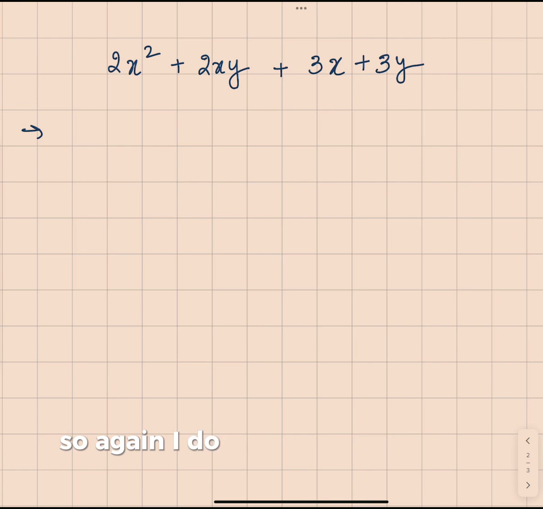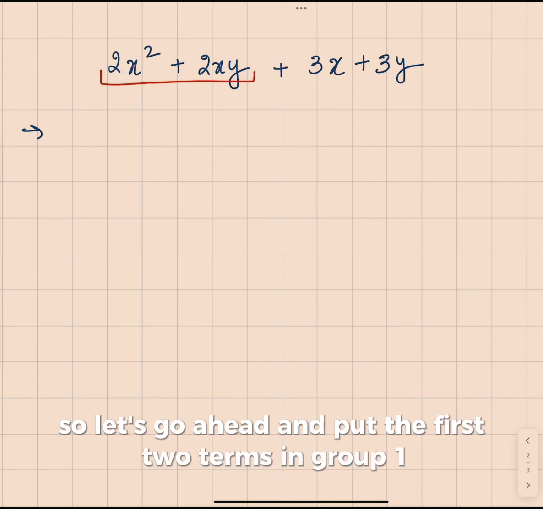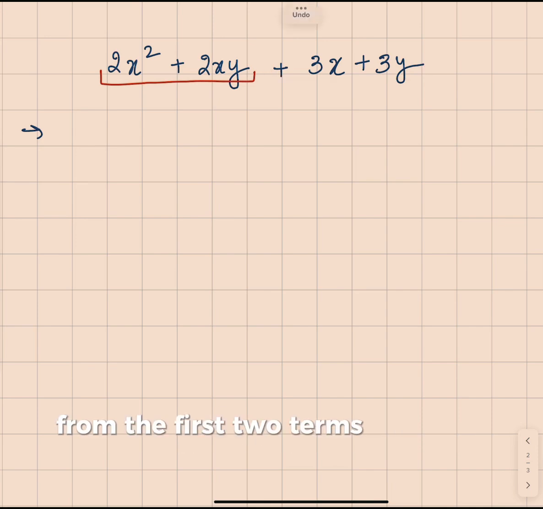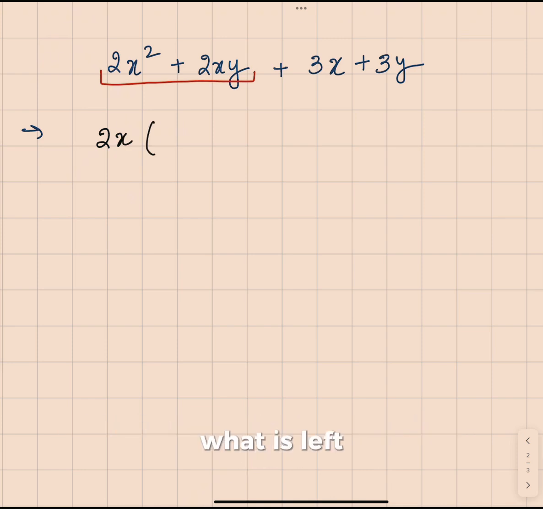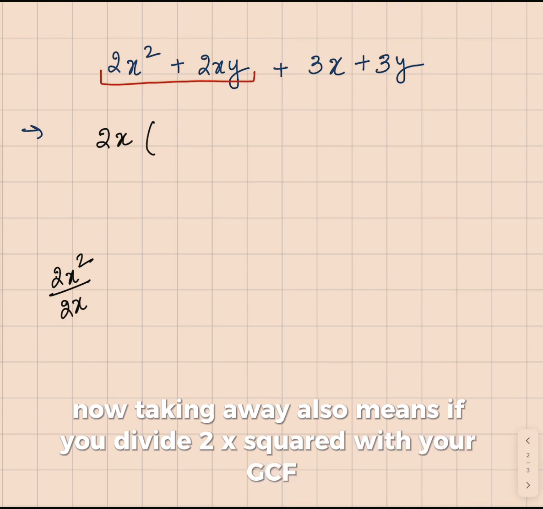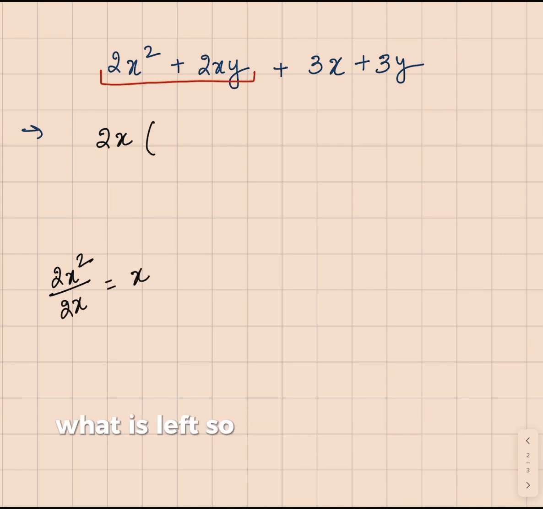Let's take another example for grouping. So again, I do not have a trinomial. I have 4 terms here. So let's go ahead and put the first 2 terms in group 1 and the last 2 terms in group 2. From the first 2 terms, I can see that my GCF is 2x. If I take away 2x from my first term, what is left? Now taking away also means if you divide 2x squared with your GCF, what is left? So I can see that I will be left with just x.